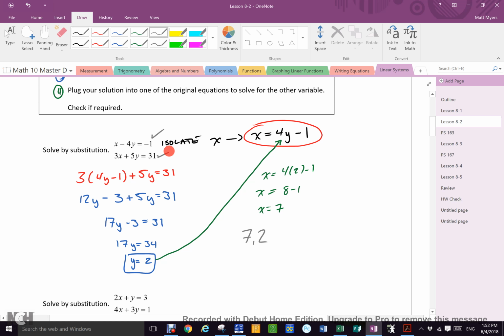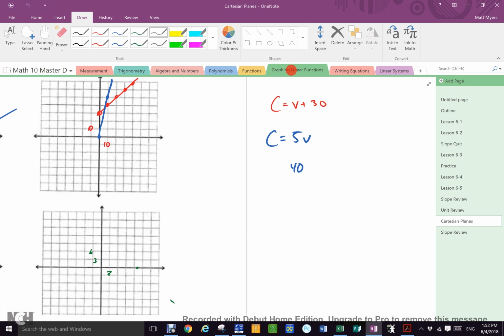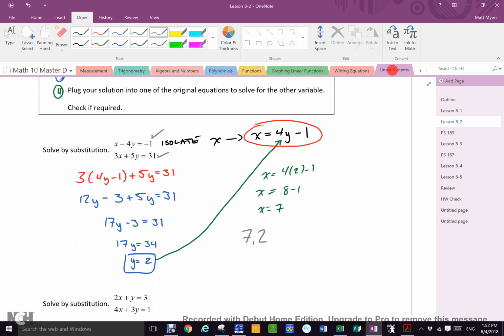Substitution is the method we are using to find the solution instead of graphing, because graphing doesn't always work. That's what we proved right there. Algebra gives you the exact answer every time without graphing.